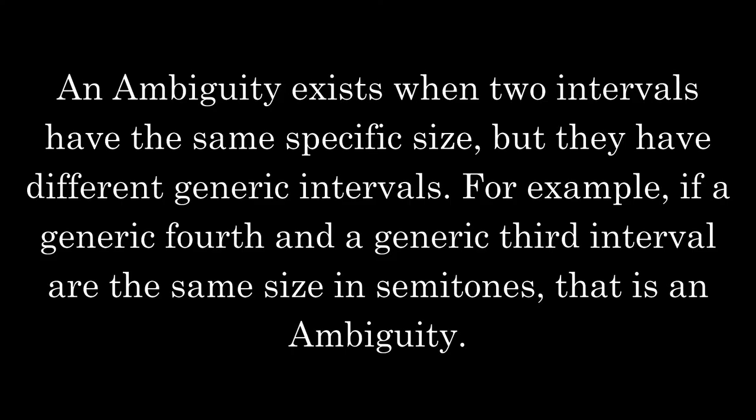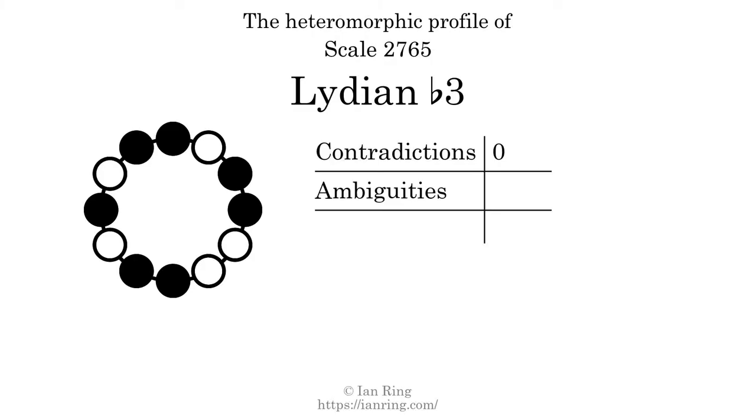An ambiguity exists when two intervals have the same specific size, but they have different generic intervals. For example, if a generic fourth and a generic third interval are the same size in semitones, that is an ambiguity. The number of ambiguities in this scale is 18.